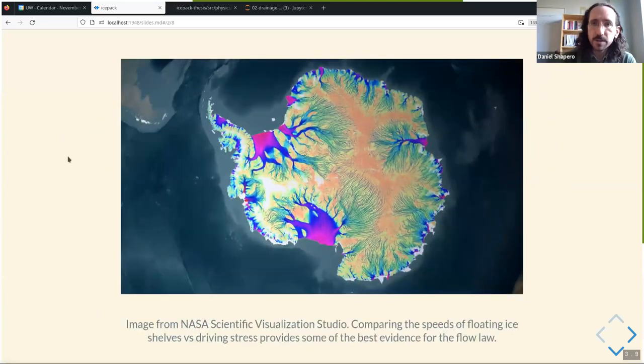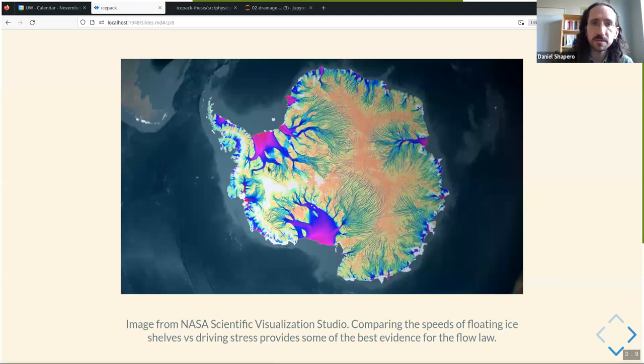And just some more observations. This is from the NASA Scientific Visualization Studio. This is a log plot of the velocity of all of Antarctica. So you'll notice these purple regions, those are the really fast ones. This is the Filchner-Ronne ice shelves, the Larsen C ice shelf, the Ross ice shelf, and Pine Island and Thwaites. They've been in the news a lot lately. So all the fastest flowing parts are where the ice is floating, because there's no drag from the bed, and so they're essentially unconfined other than by internal resistive stresses.